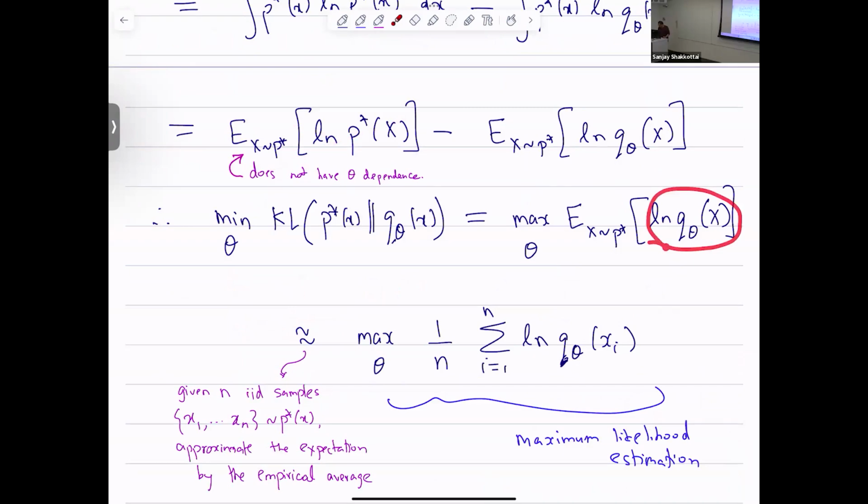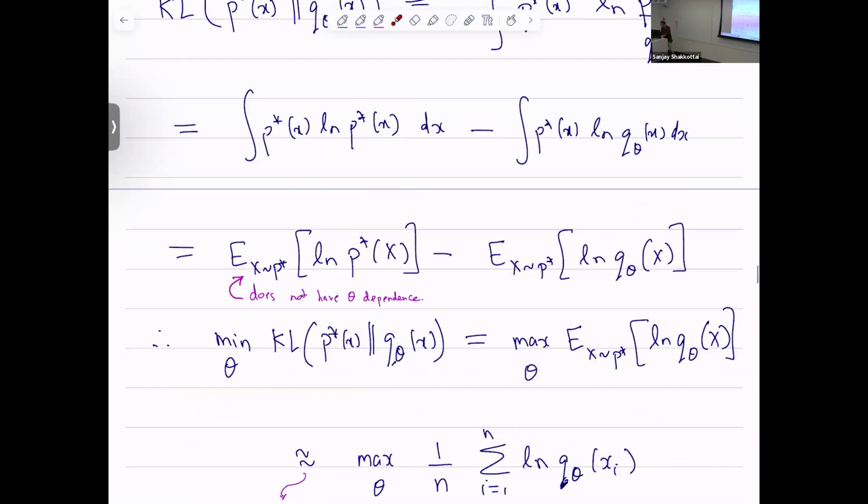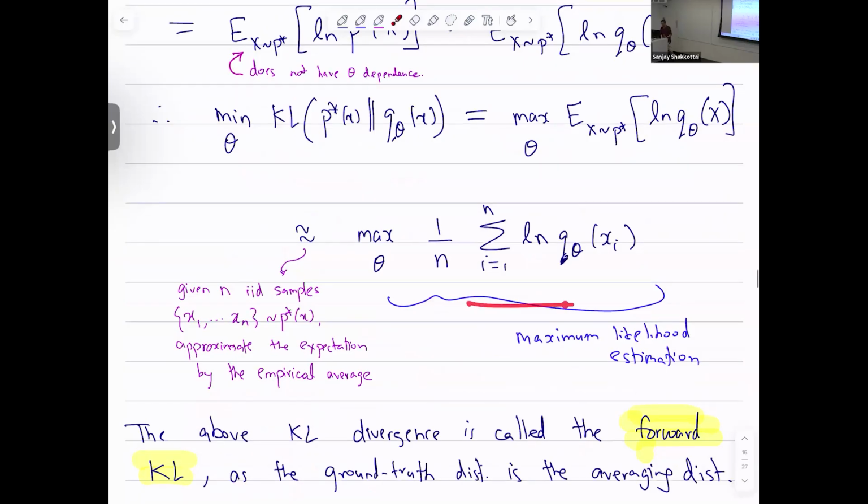Note that in this case, there is no P star anywhere functionally. P star only appears in the sampling. Since there's an expectation, I can approximate it with samples. I'll just draw n samples from P star. And so I can approximate this by maximizing over theta 1 over n sum of log Q theta of x_i, which is nothing but maximum likelihood estimation. So forward KL is the same as maximum likelihood estimation, the maximum likelihood cost function. Is it making sense?